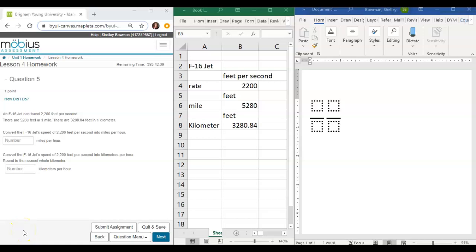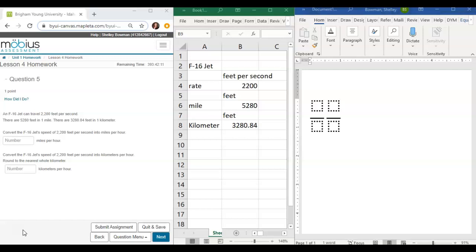This video is for help with Mobius, Lesson 4, homework question number 5. An F-16 jet can travel 2,200 feet per second. There are 5,280 feet in 1 mile. There are 3,280.84 feet in 1 kilometer. Convert the F-16 jet's speed of 2,200 feet per second into miles per hour.